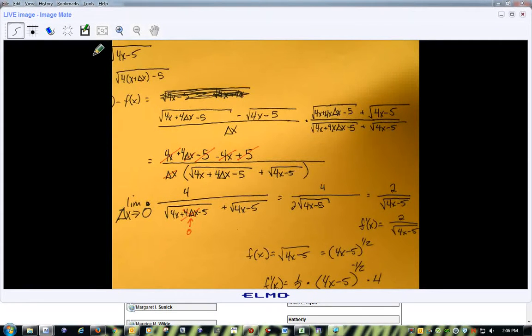I change it to something to the negative 1 power, and that's why it comes out a little bit easier. The definition of the derivative doesn't make it easy. I'll be honest, it doesn't.